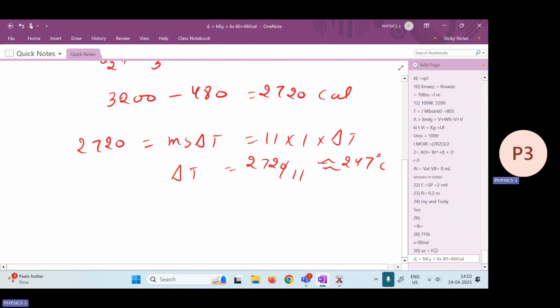So that is greater than 100 degrees centigrade. At 100 degrees centigrade, it would convert into steam. So the final answer will be 100 degrees centigrade because the calculated value is more than 100 degrees centigrade. So D option will be correct.